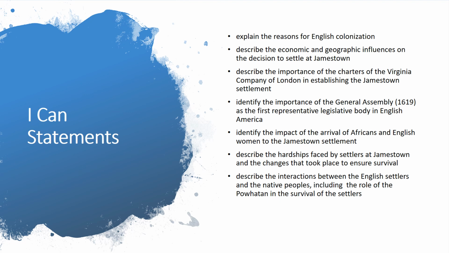I can identify the importance of the General Assembly as the first representative legislative body in English America. I can identify the impact of the arrival of Africans and English women to the Jamestown settlement. I can describe the hardships faced by settlers at Jamestown and the changes that took place to ensure survival. I can describe the interactions between the English settlers and the native peoples, including the role of the Powhatan in the survival of the settlers.